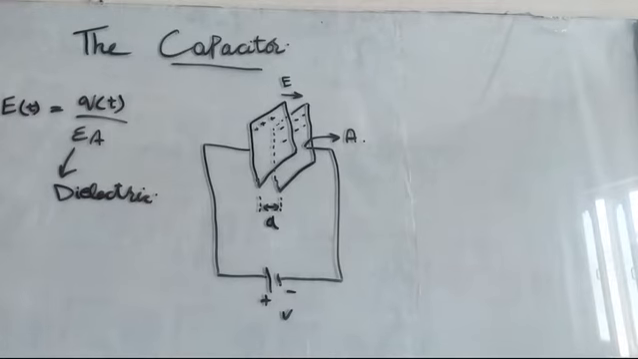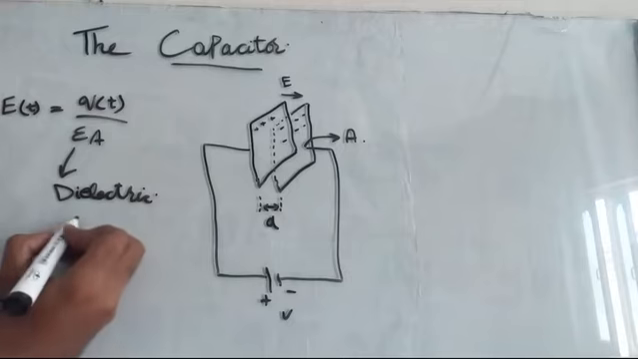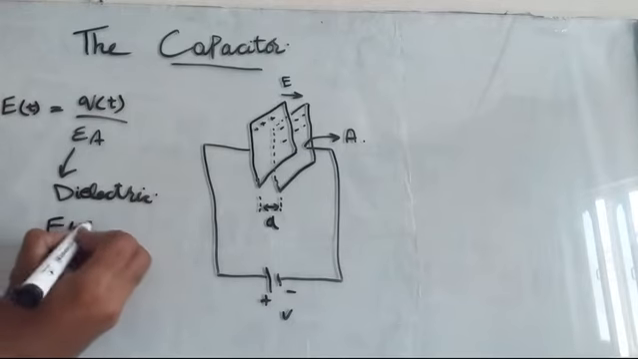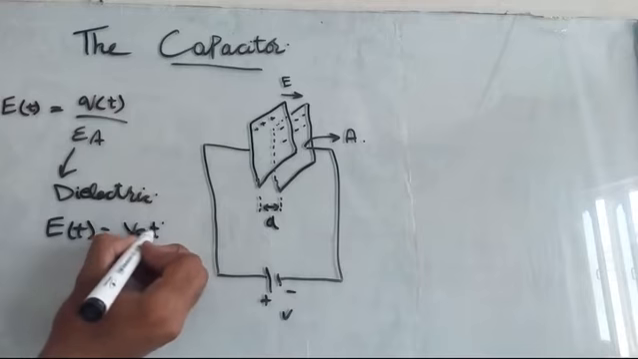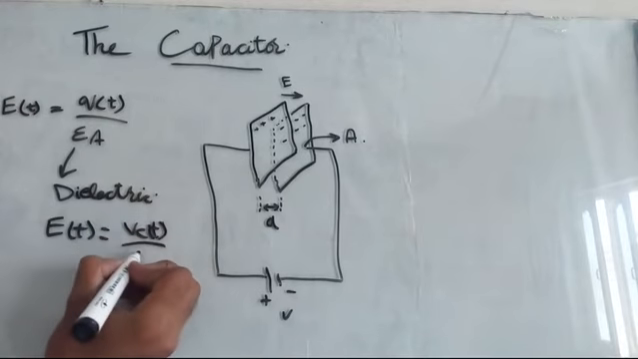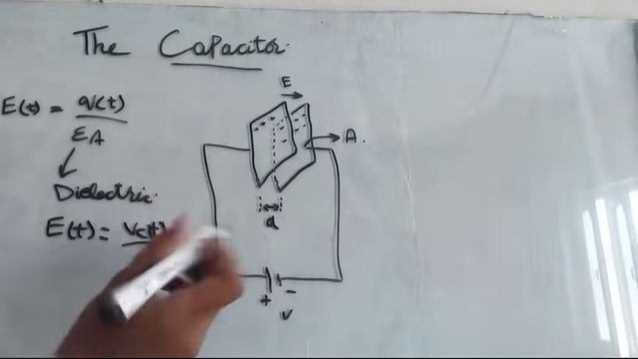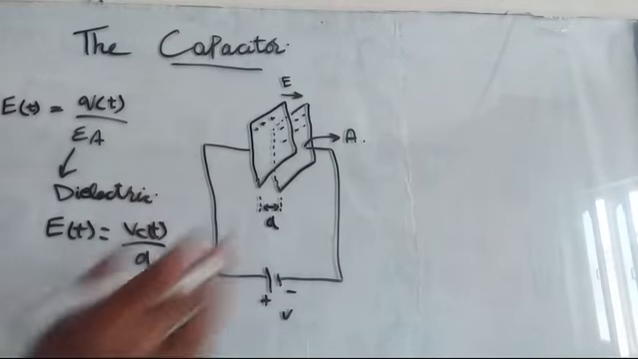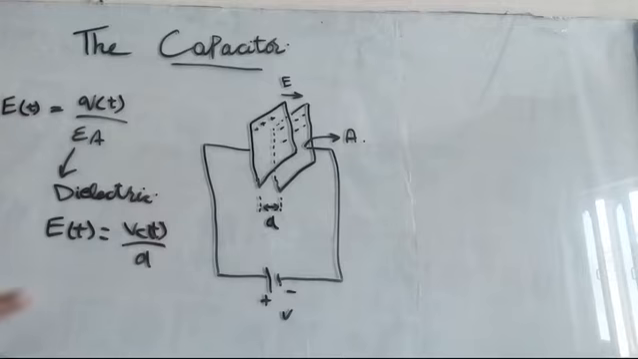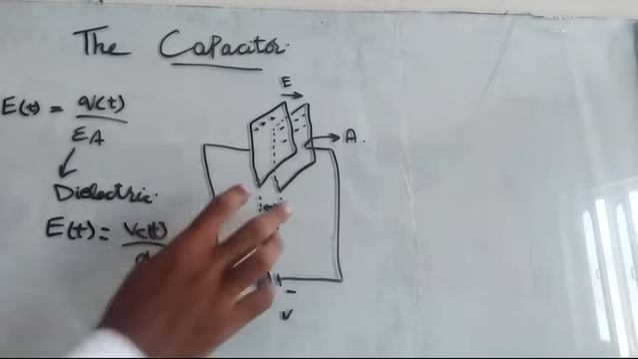And in terms of voltage, this electric field can be written as the voltage Vc of t divided by the distance between these two plates. As the distance between these two plates is increased, the electric field will decrease. So there is an inverse proportion between the electric field and the distance between these two plates.